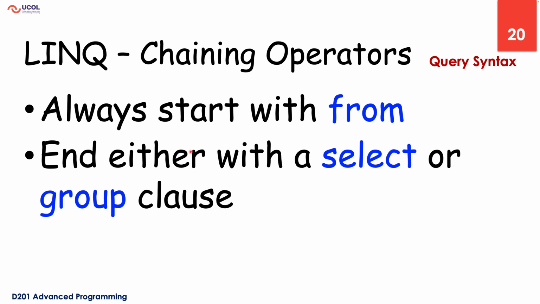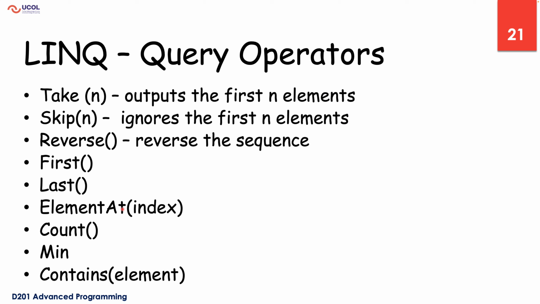So LINQ chaining operators always start with from and end either with a select or a group by clause. Either we are selecting, or we are grouping by, which means we are grouping the output based on certain specific criteria. Again, we have take, skip, reverse, first, last, element at, count, minimum, contains. All these operators are present, and we can apply them in our LINQ query.